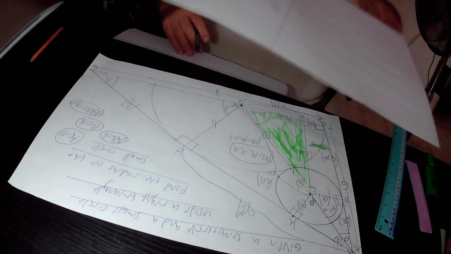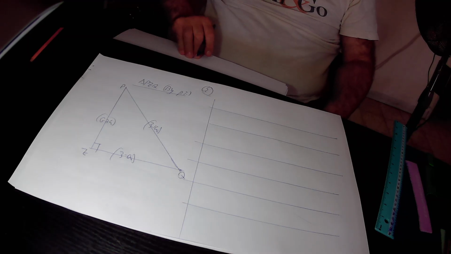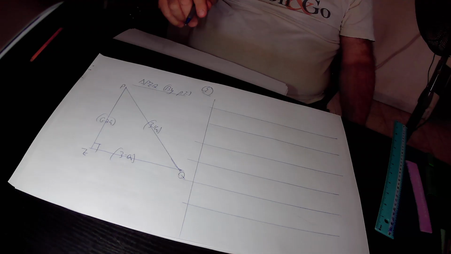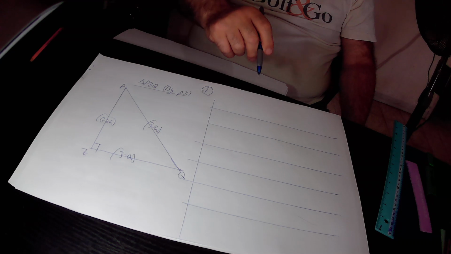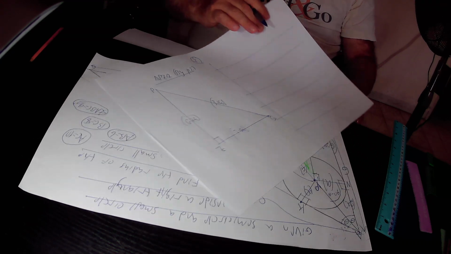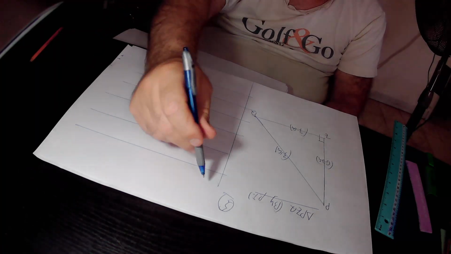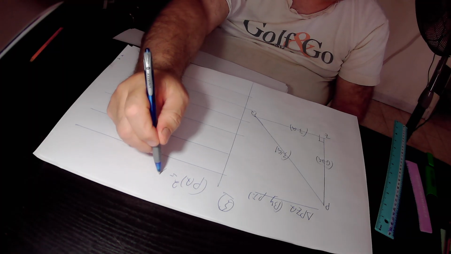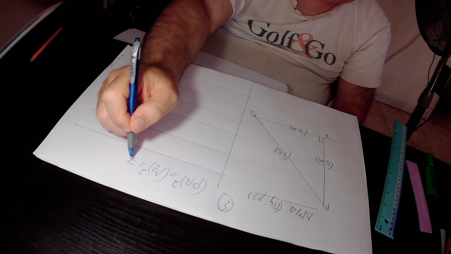So actually, this is again right triangle PZQ from the original drawing. According to the Pythagoras theorem, in this right triangle PQ square, that is the square of the hypotenuse, must be equal to PZ square plus ZQ square. Again, PQ square equals PZ square plus ZQ square. So I write it down. PQ square, that is the square of the hypotenuse, equals PZ square plus ZQ square.